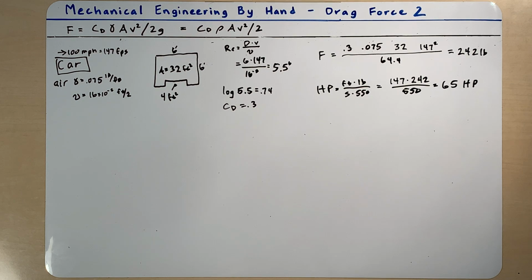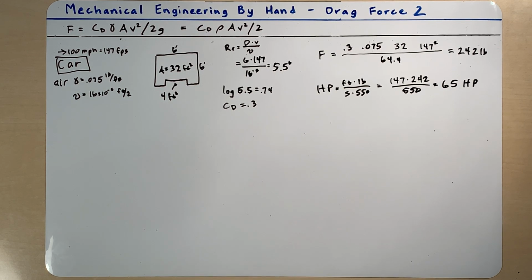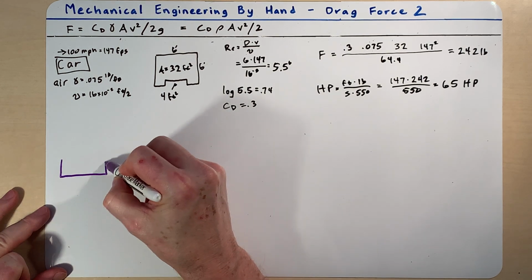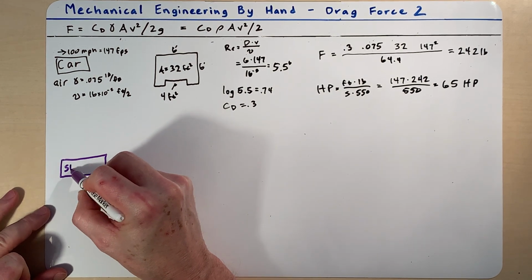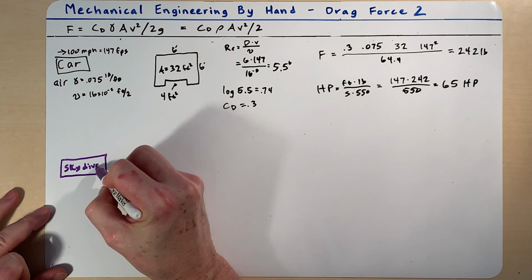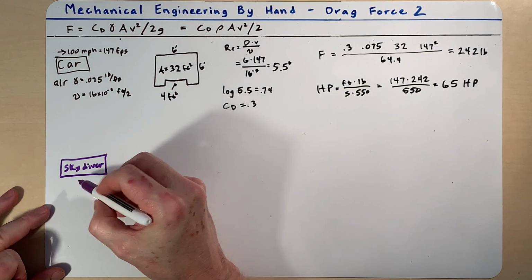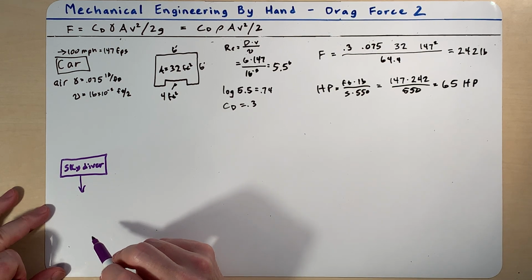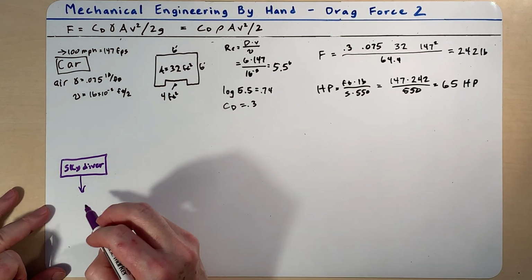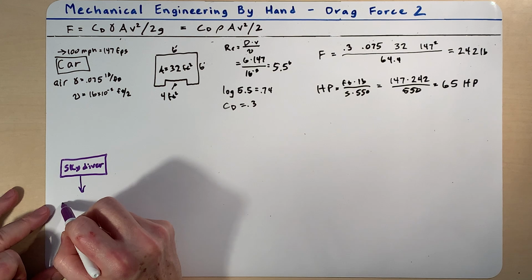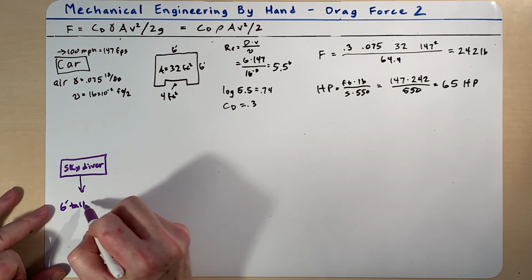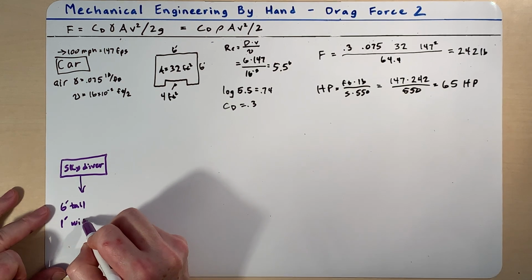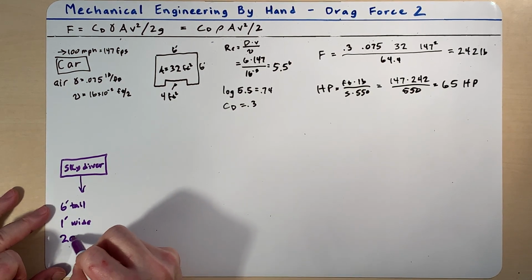All right, let's look at another example. Let's say we have a skydiver, and they're falling towards Earth. And let's say this person is 6 feet tall, an average of 1 foot wide, and they weigh 200 pounds.